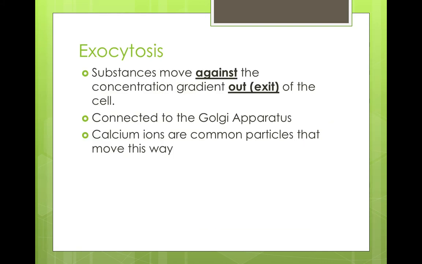So exocytosis, if you look at that prefix there, exo means to exit, cyto, the cell. As substances move against the concentration gradient out, or to exit out of the cell. A good example of this is talking about that Golgi. Remember how we said it packaged things up and then it could send it around in the cell? Well, it could also send things outside of the cell. You could also look at calcium ions. They'll move this way as well.